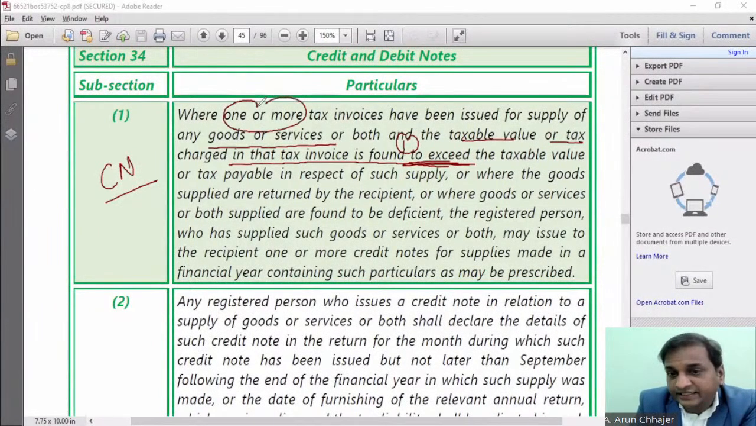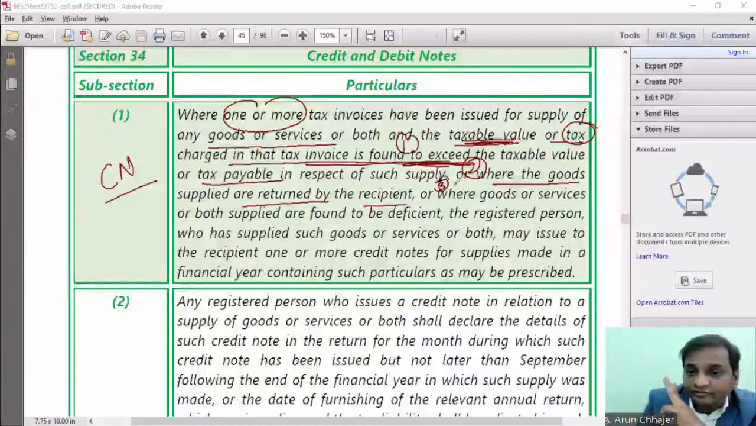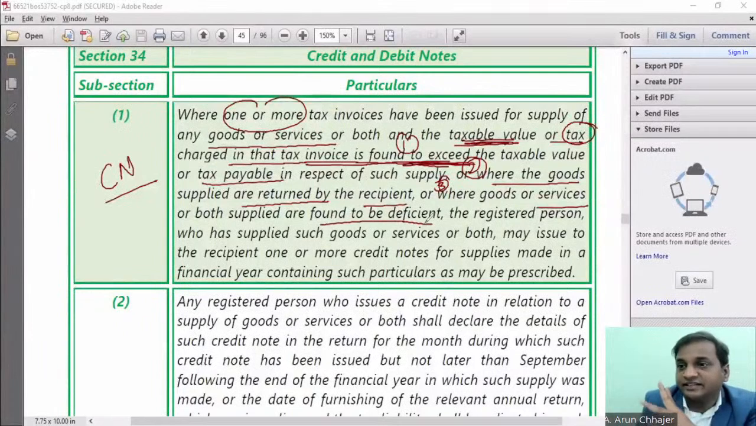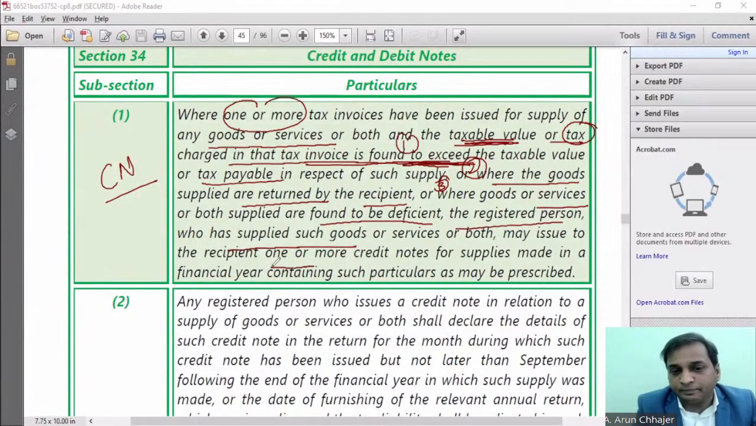If one or more tax invoices have been issued and the taxable value or the tax in the tax invoice is found to exceed the taxable value or tax payable, that is first. Second, where the goods supplied are returned by the recipient, sales return. Third, where the goods or services are found to be deficient, and because of that you are giving credit to the customer. The registered person who has supplied such goods may issue to the recipient one or more credit notes for the supplies made in a financial year containing such particulars as may be prescribed.